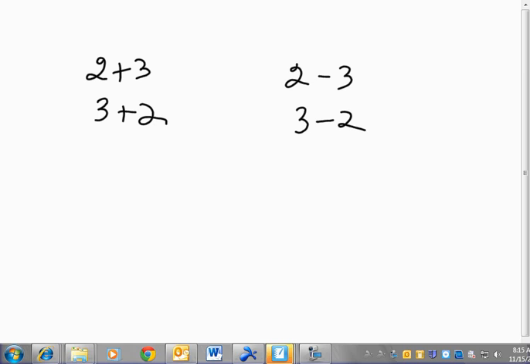I know for some of you, those look an awful lot alike, but are they the same things? What's 3 take away 2? That's the easy one. That's 1. What's this one? 2 take away 3? Negative 1.